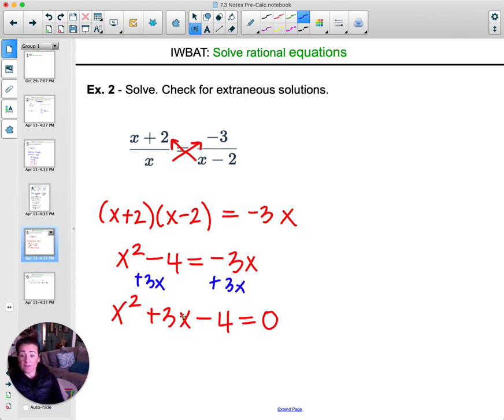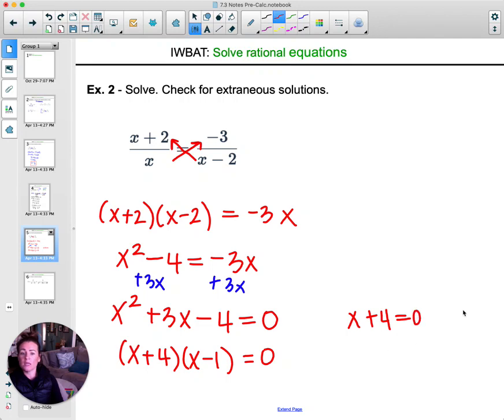So then you want to factor this, if it will factor, and it does. So what are the factors of -4 that add to +3? So that's a +4 and a -1. So then you can split this up and solve. So we get x plus 4 equals 0 and x minus 1 equals 0. Subtract 4 from both sides. Add 1 to both sides.